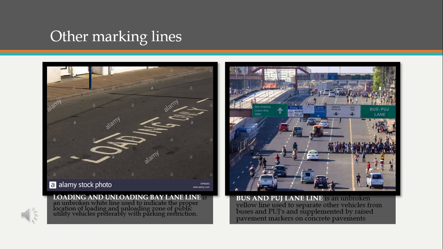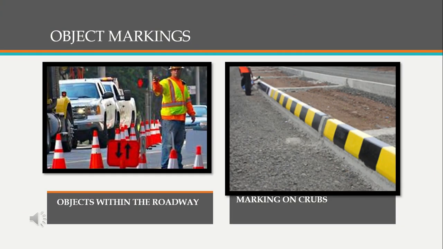Next is bus and PNG lane line. It's a broken yellow line used to separate other vehicles from the buses and PNG. Object markings: objects within the roadways. These markings are to raise the awareness of the hazards in the roads.